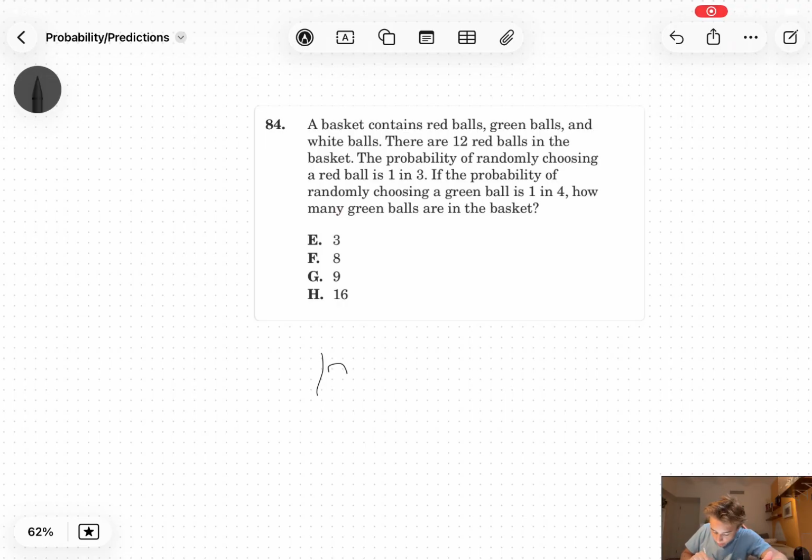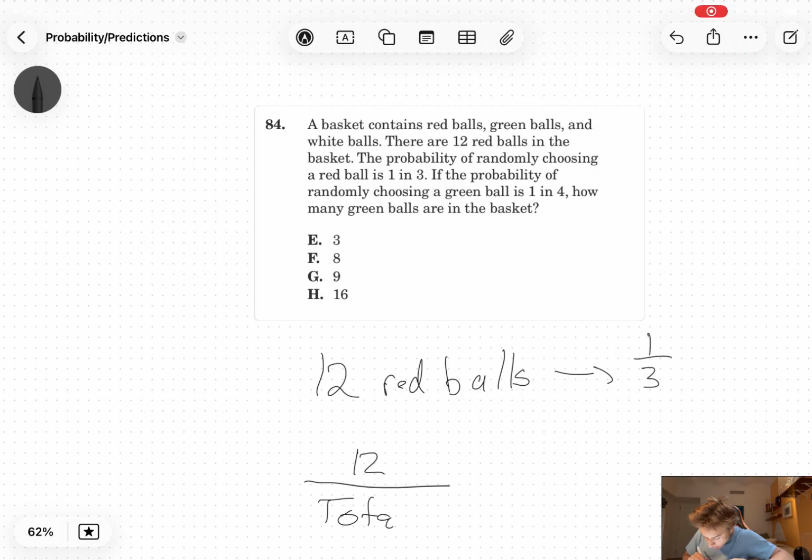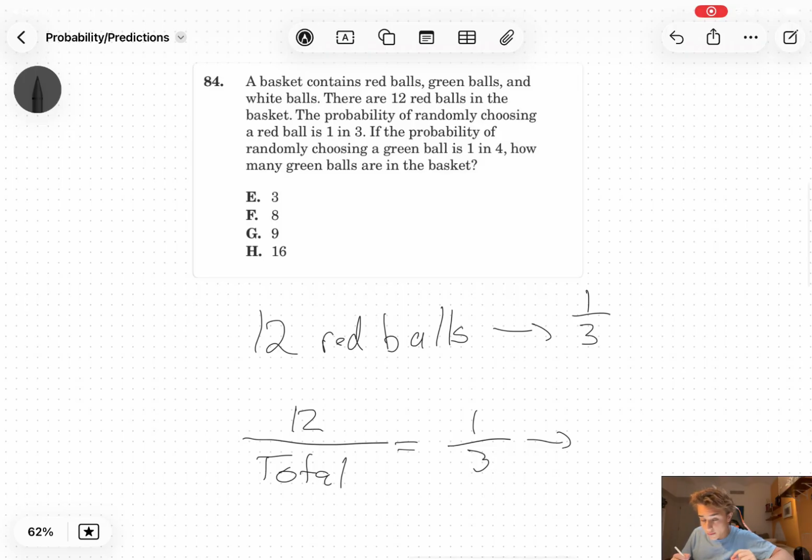We know there are 12 red balls in the basket, and the probability of randomly choosing one is 1 in 3. Well, from this, we can figure out how many balls there are in total in the basket, because we know that 12 divided by the total number of balls equals 1 in 3. So that means that the total number of balls equals 12 times 3, which is 36. Okay, so now we know the total number of red, green, and white balls together is 36.